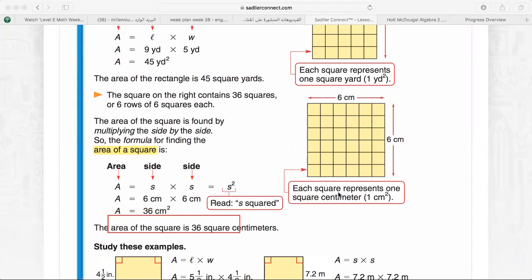So each square represents 1 square centimeter. First, I want to remind you that you have to write the rule or the formula of the area of the square, and you have to write centimeter squared. You have to write this small 2. This small 2, you have to write here, please, on the unit. Okay, girls? So now let's continue.